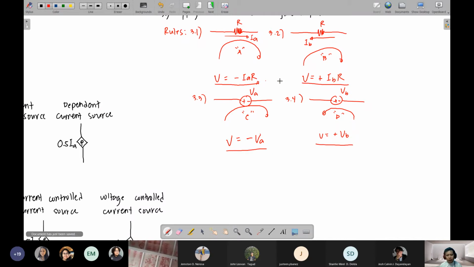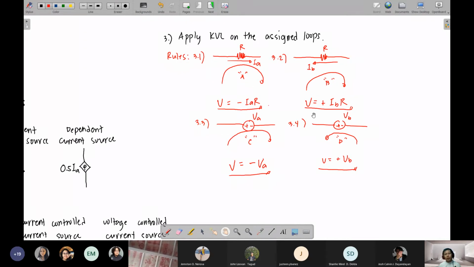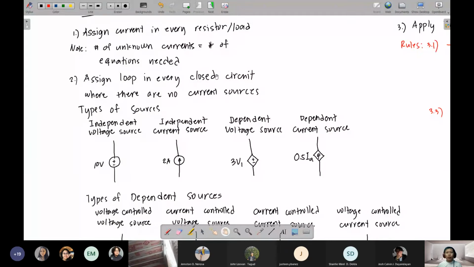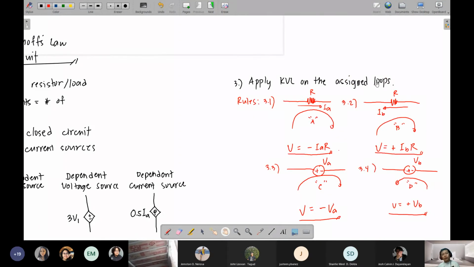So this is to clarify things, since it can be confusing when you apply Kirchhoff's Law. These are the rules when you apply KVL on the assigned loops. Take note that you apply KVL on the assigned loops. But we have a certain number of equations that we need. What if, for example, we only have 2 loops? From the 2 loops, we apply KVL, so we have formed 2 equations from the 2 loops.